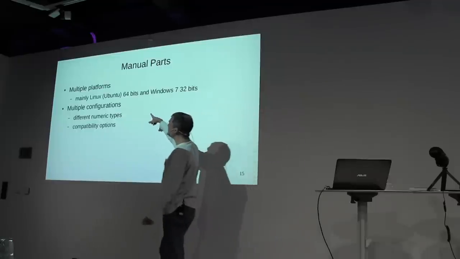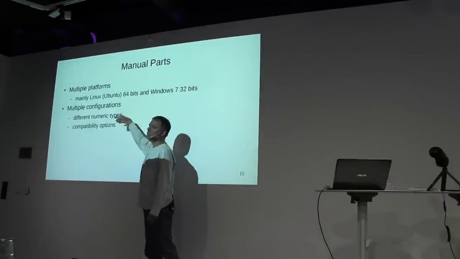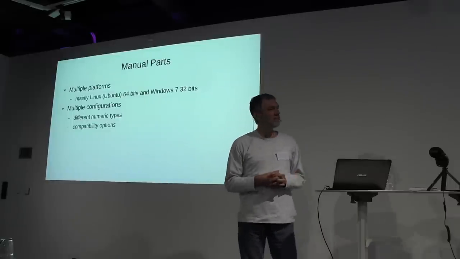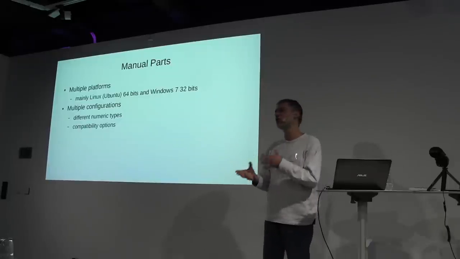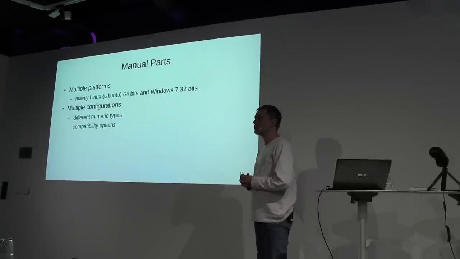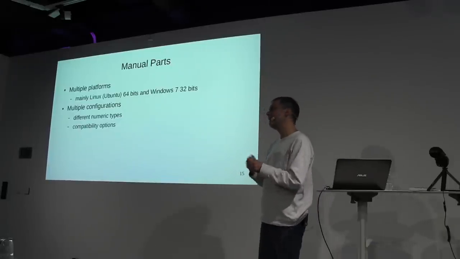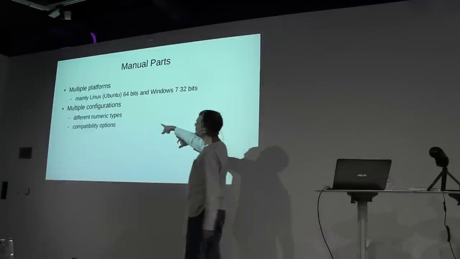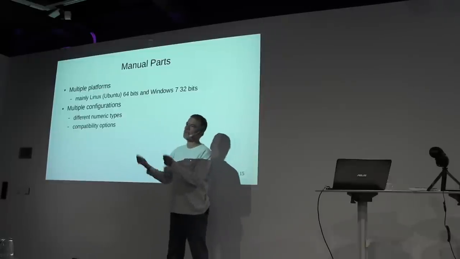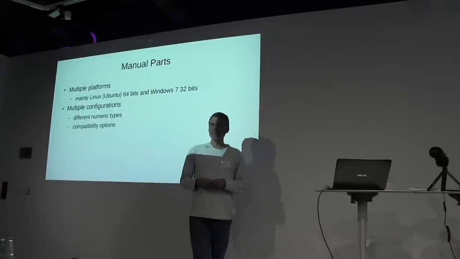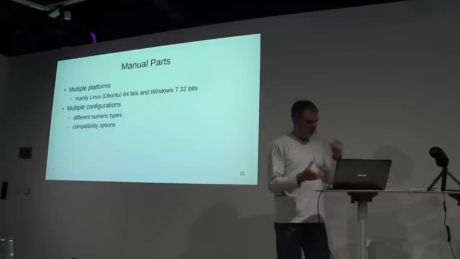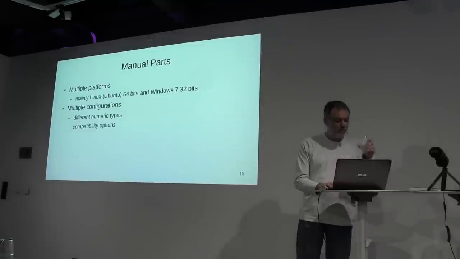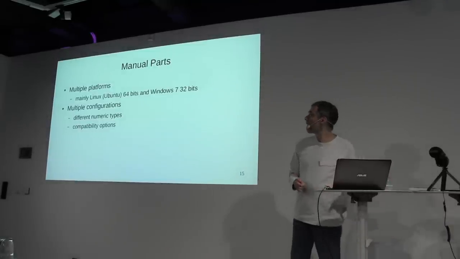And also multiple configurations. For instance, now Lua 5.3 has official support for different numeric types. You can use doubles or floats. You can use 64-bit integers or 32-bit integers. And we have to check these options manually. The compatibility options also, we have to turn them on, test with them on and then off manually. We try to improve that, but not for now.